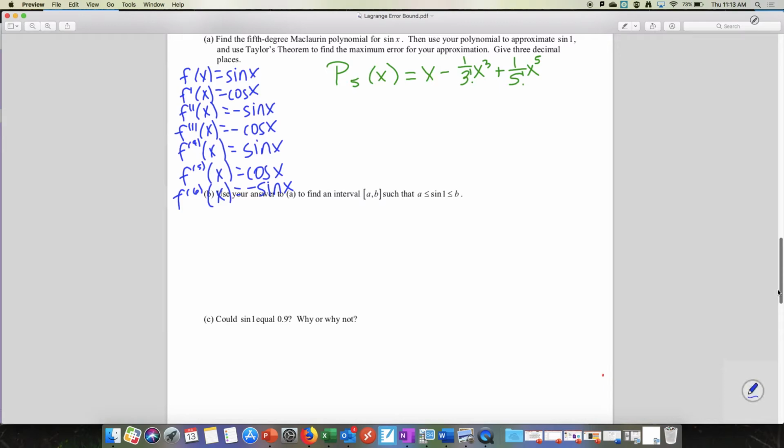So now, use your polynomial to approximate sine of 1. So, sine of 1 is approximately our polynomial. Well, our function is sine of x. So sine of 1 means we're just plugging 1 in. So let's use our polynomial to approximate it.